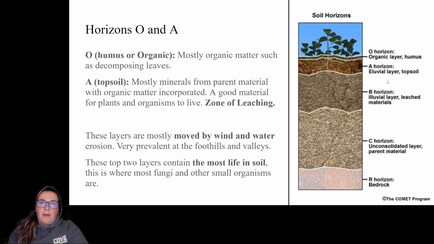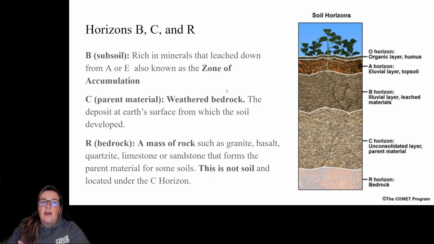So you could think about that as a good way to remember, right? Okay, so these top layers contain the most life in the soil. This is where most fungi and other small organisms are, right? So very healthy. Okay, next we have the B horizon, which is also referred to as subsoil.